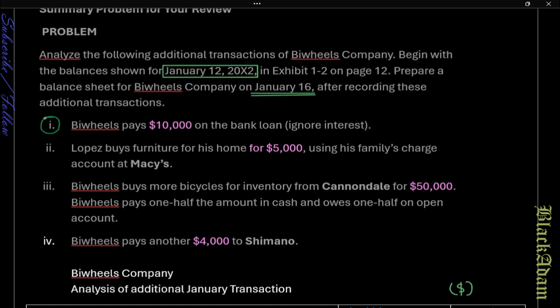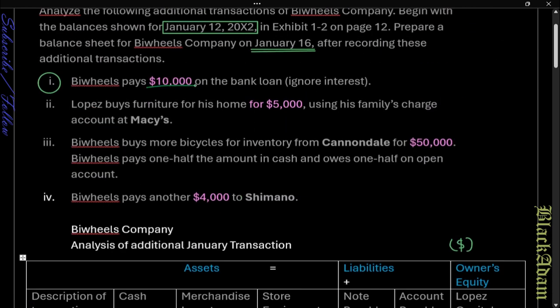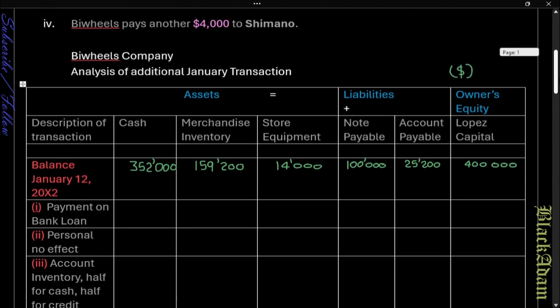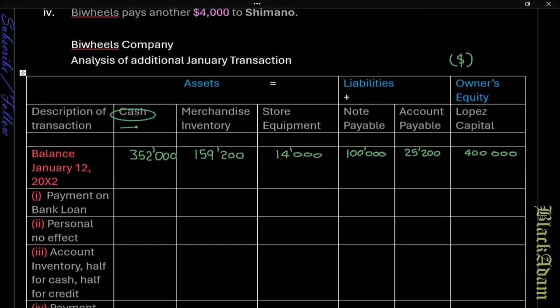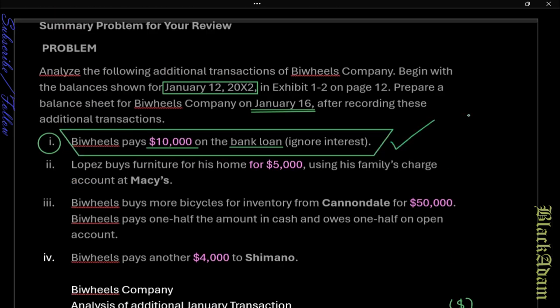And then going to January 16, Biwheels, the company, pays 10,000 on the bank loan, so ignore interest. So for the bank loan, we know they pay 10,000, so the 10,000 goes to the bank, and now the cash has to be subtracted by 10,000. So you took cash 10,000 from the company to pay the bank, so we say notes payable. This bank loan is part of liability because it owes the bank, so that's 10,000. And that's it for the first transaction.